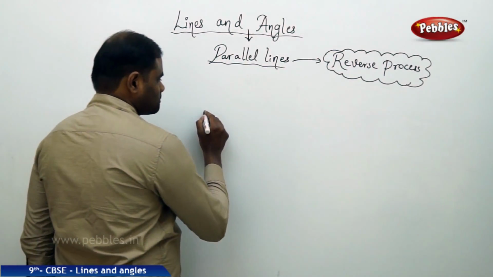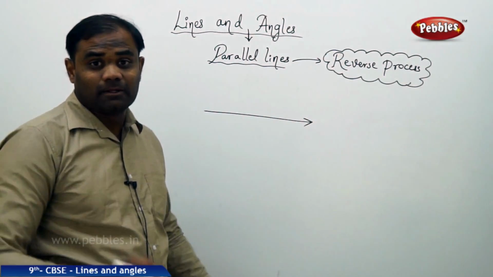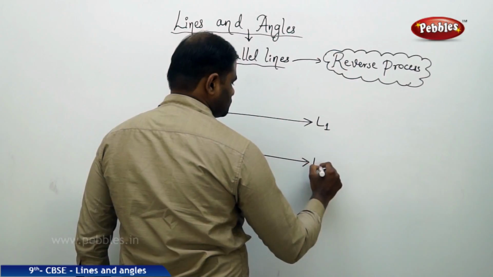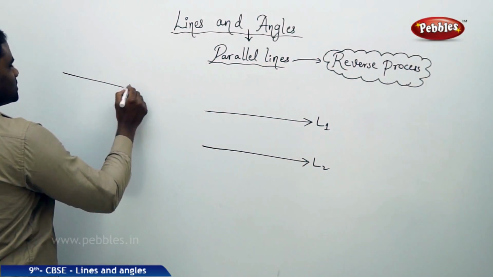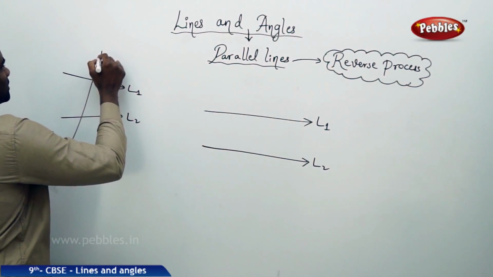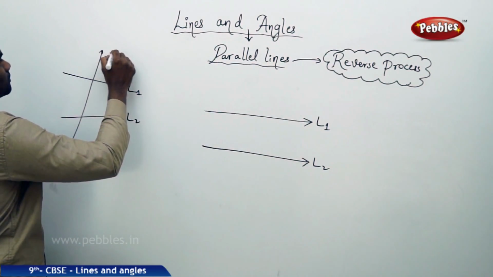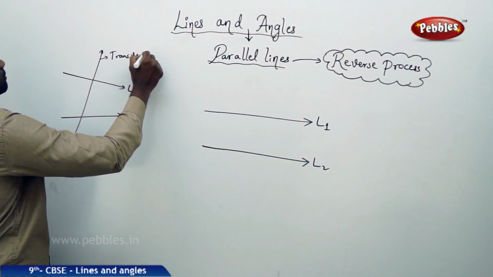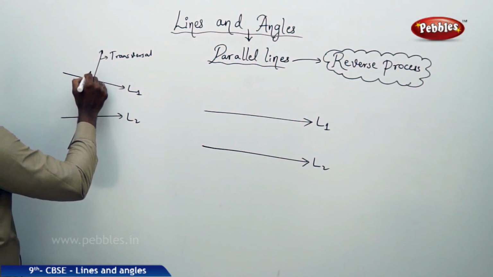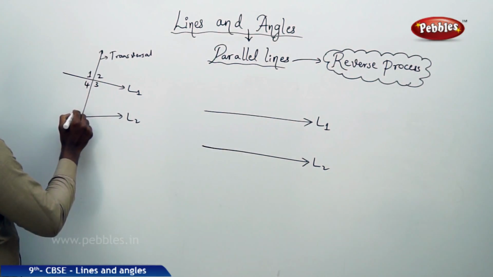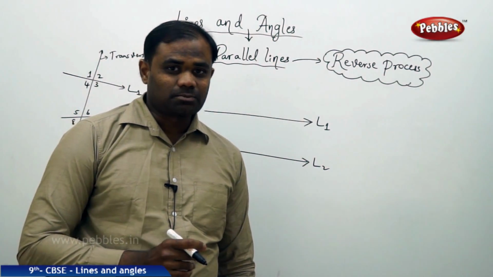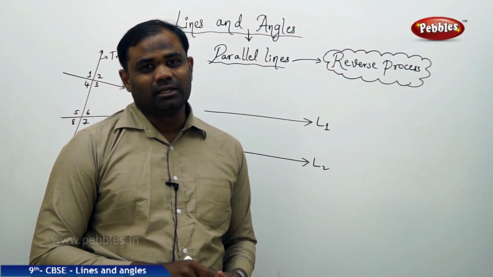Imagine I take two lines which are not parallel. Say I take two lines somewhere in this manner and I just take a transversal out here. Then we know that there are 8 angles formed, 4 with L1 and 4 with L2. Now, when I say that the corresponding angles are equal, let's see if the lines are parallel.